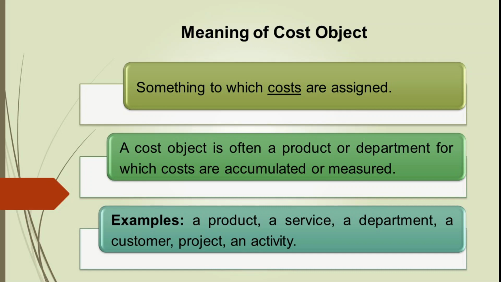A cost object is often a product or a department for which costs are accumulated or measured. For example, a product is the cost object for direct materials, direct labor and manufacturing overhead. The factory maintenance department is a cost object for the cost of the maintenance employees and the maintenance supplies. A cost object can also be a product line, a customer, a machine, a group of machines, a group of employees, etc.